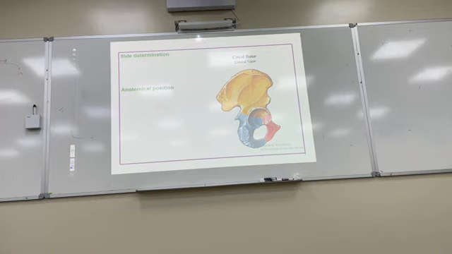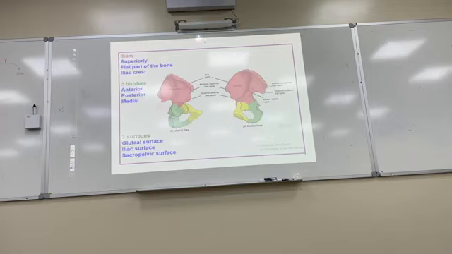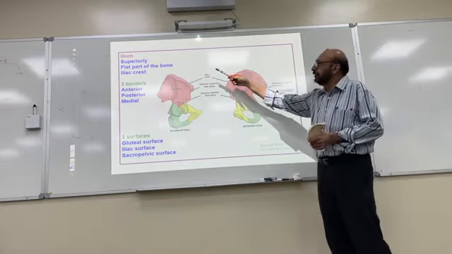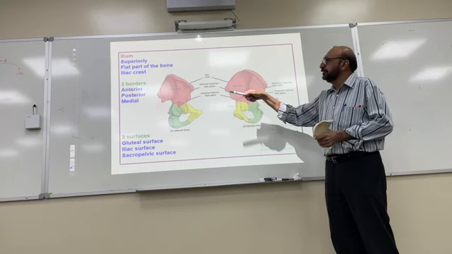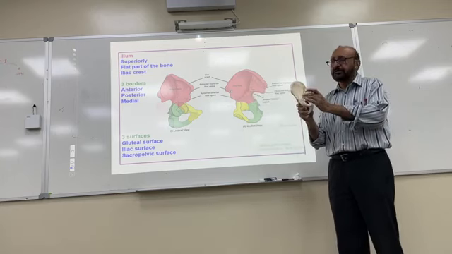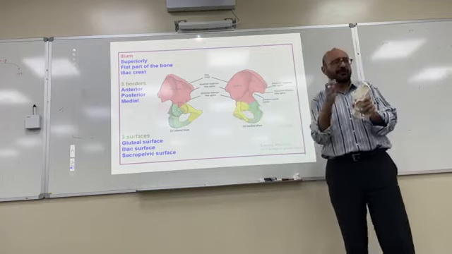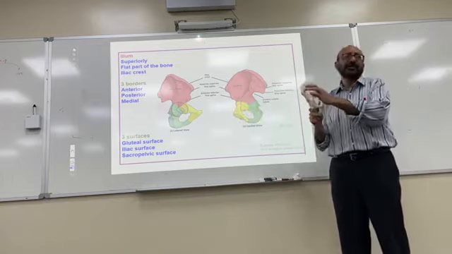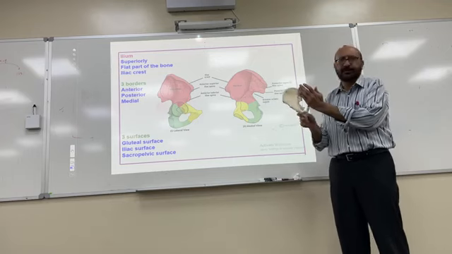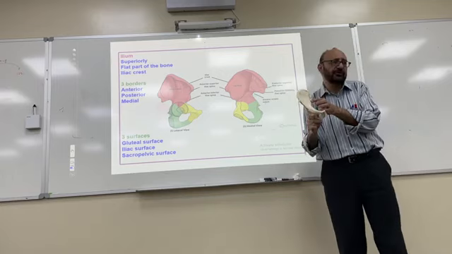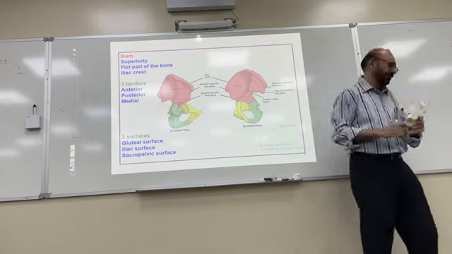Side determination and anatomical position you know now. Ilium: superiorly the flat part of the bone. This is the iliac crest, with three borders: anterior, posterior, medial. Then we have three surfaces: gluteal surface, then the iliac surface or iliac fossa, and then the sacropelvic surface, which is composed of the iliac tuberosity, an auricular surface and a pelvic surface.